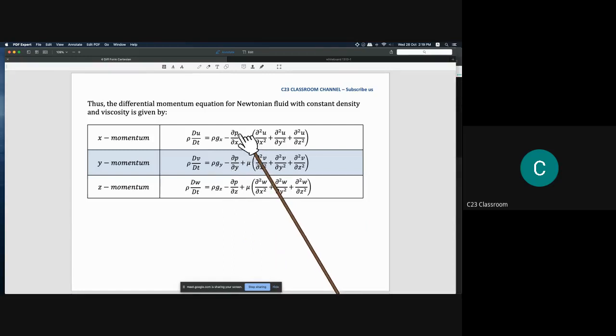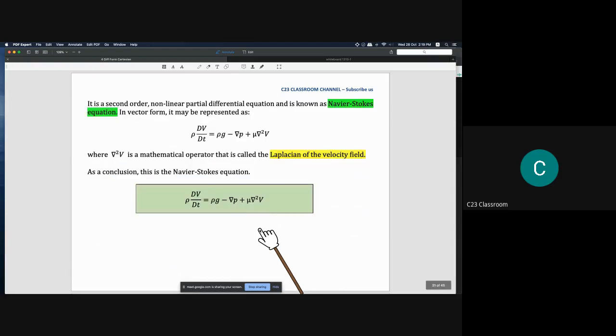Okay, and then you could see it's focused on the x-axis here; y and z depend on the axis that we take the equation. For the x momentum, as I said, it focuses on the u, so everything here is u, and everything here is v for y momentum, and everything is w for the z momentum here. Because the equation is a little bit long, some mathematician will simplify this one into this one.